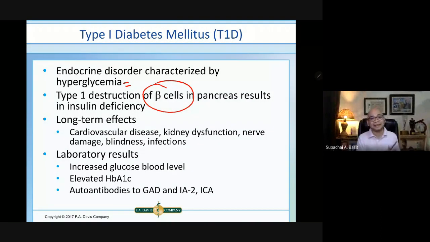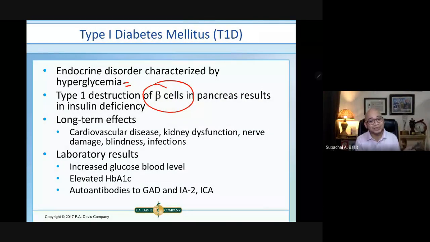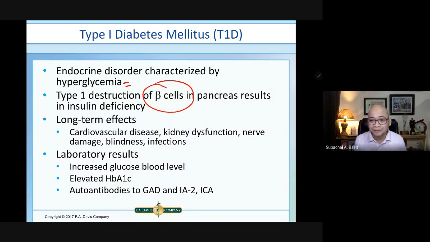So what is the treatment? Daily insulin injection to control the levels of blood glucose. So experimental treatments include immunosuppressive drugs, biologic agents, transplantation of pancreatic beta islet cells or stem cells.